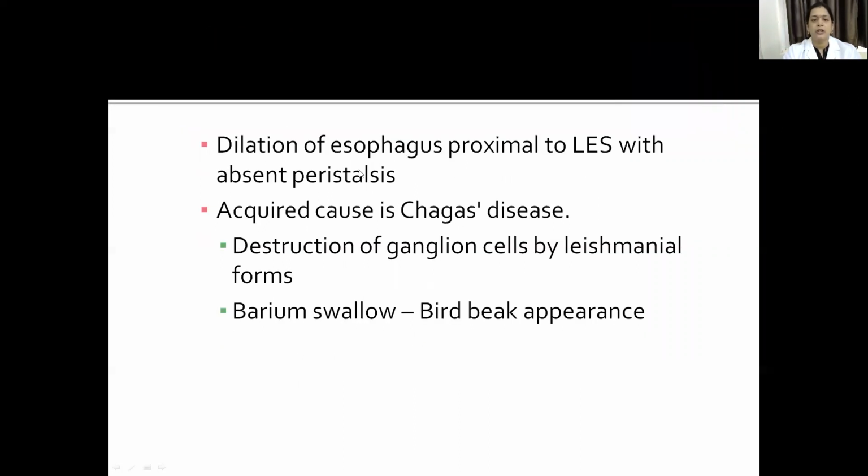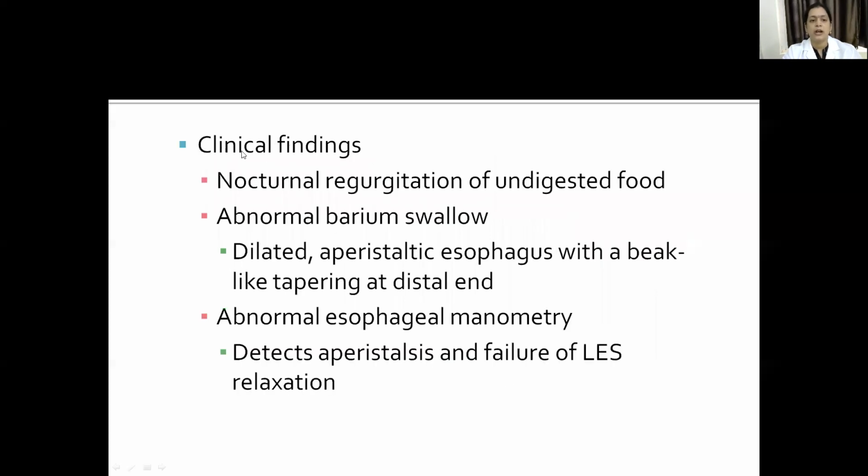Then coming to the acquired cause, it is Chagas disease, wherein the destruction is by the leishmanial forms. So there is some nerve-muscle dysfunction here that is caused because of the leishmania in Chagas disease. So in the barium swallow of achalasia, you find the bird beak appearance. So remember this, the bird beak appearance is a very common question in your PG entrance exam.